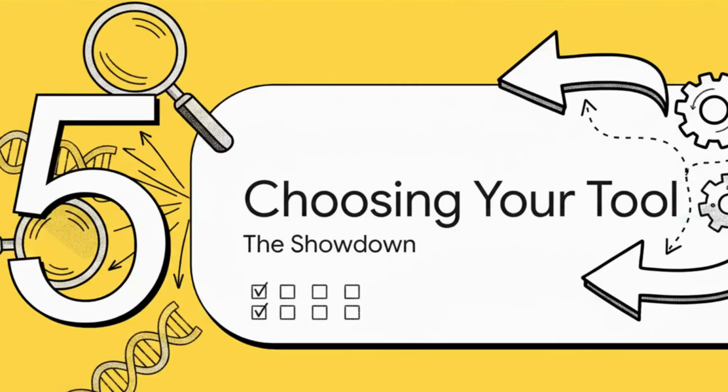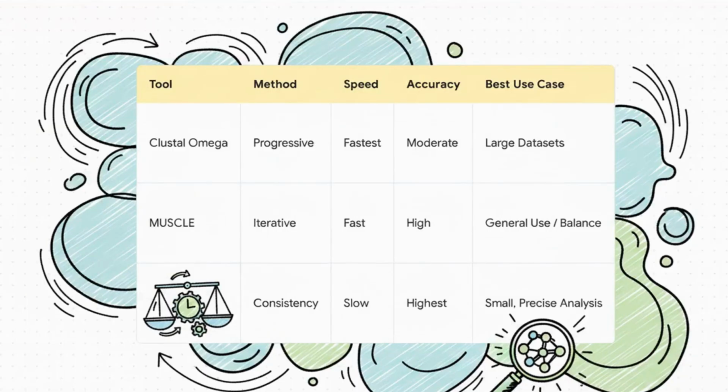All right, we've met our three contenders. It's time for the final showdown. Let's put them all side by side so you know exactly which tool to grab for your next project. This table really sums it all up, doesn't it? If you've got a massive data set and speed is your main concern, Clustal Omega and its progressive method is your go-to. For most day-to-day tasks where you need a great balance of high accuracy and solid performance, Muscle's iterative approach is almost always the right answer.